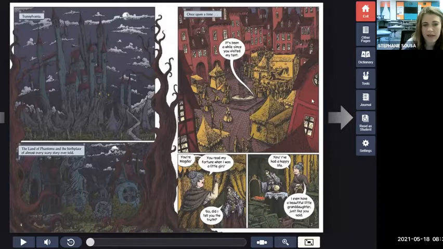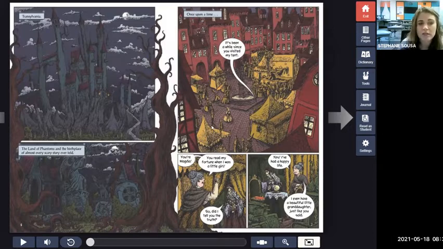All right, so I want you to pay attention to the captions, right? Transylvania, the land of phantoms and the birthplace of almost every scary story ever told. So before we've ever started the story, we already know it's in Transylvania. We already know it's going to be scary. And then it begins with Once Upon a Time, right?